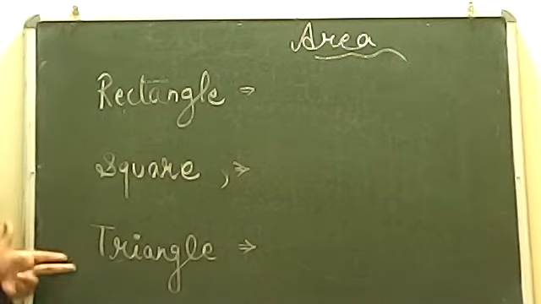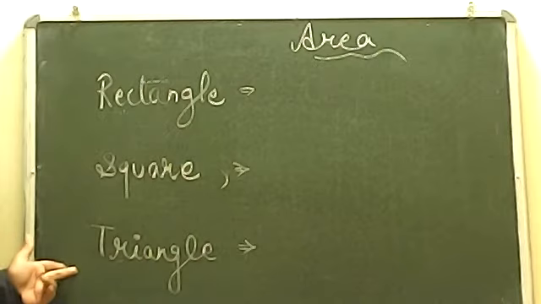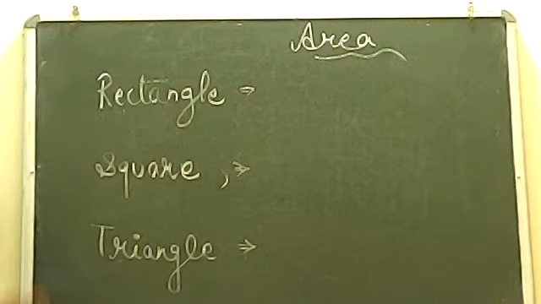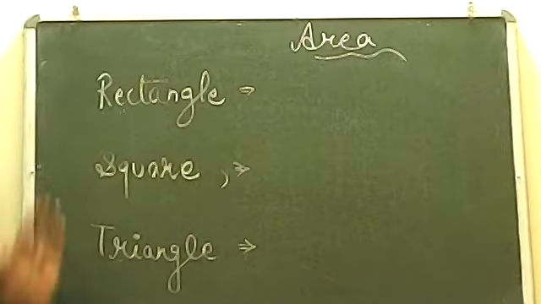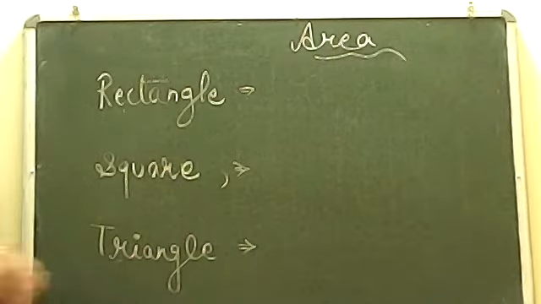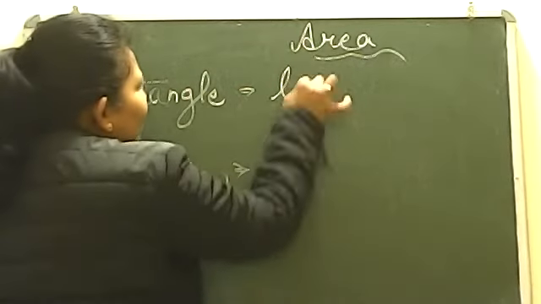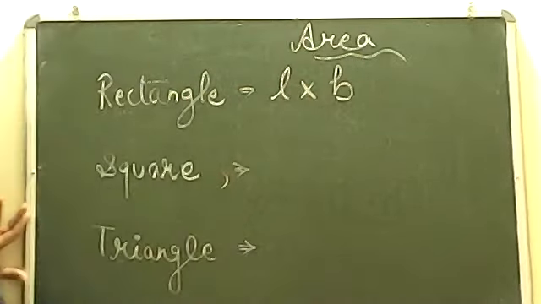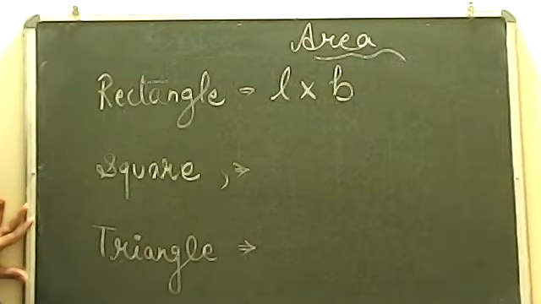So here are the three figures for which we will be finding out the area, no matter how much larger the rectangle is, no matter how much larger the square is, no matter how much smaller the triangle is or how much bigger the triangle is. This method will work on every figure. Okay, every figure means no matter the figure is large or small, the field is small or larger. Okay, so rectangle area is length into breadth. ठीक है, length multiply by breadth. This is the formula for finding out area of rectangle.